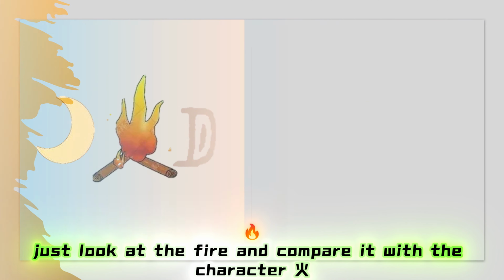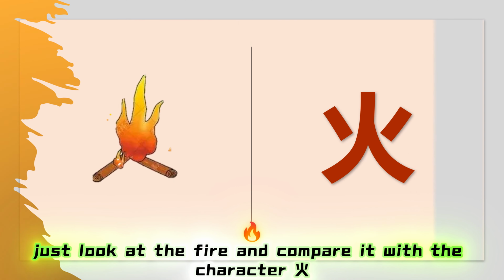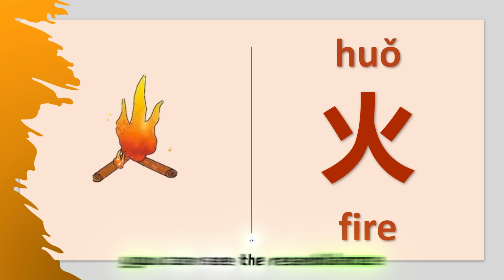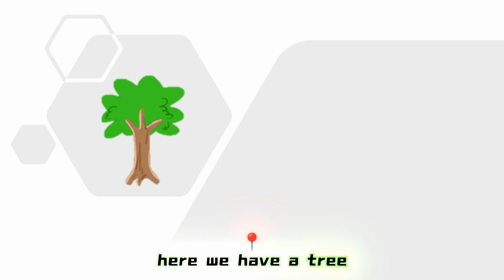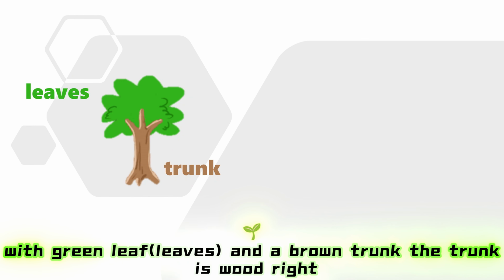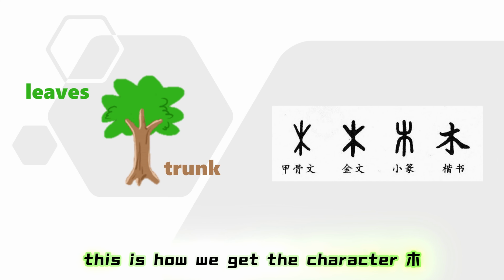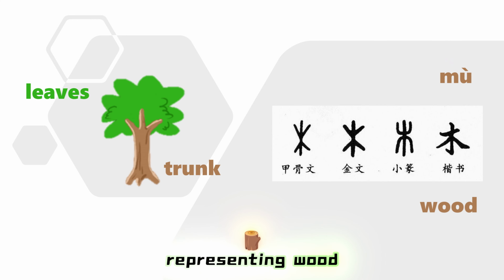Just look at the fire and compare it with the character 火. You can see the resemblance. Here we have a tree with green leaves and a brown trunk. The trunk is wood, right? This is how we get the character 木, representing wood.